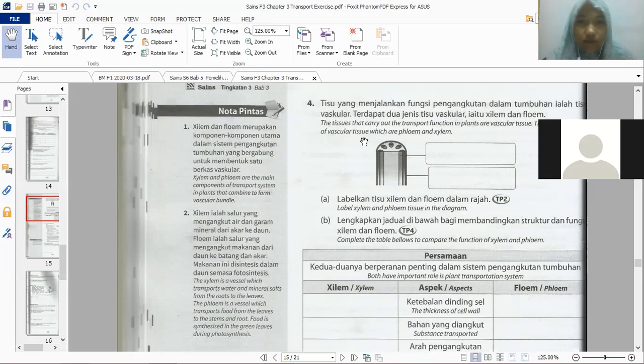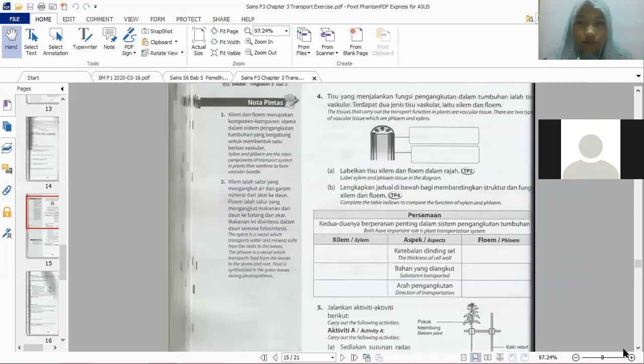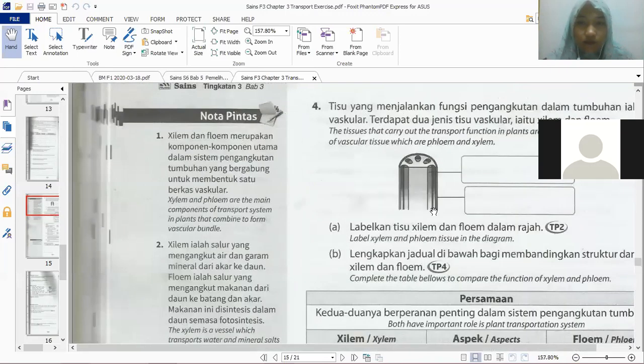Alright, so this one, the tissue that carries the transport function we call vascular tissue in plants. There are two types, which are phloem and xylem. So label which one is xylem and which one is phloem. This one, teacher will enlarge a little. Right, see? This one is outer, this one is inside. This is in and out. This is inside and this one is a bit outside. So which one is xylem, which one is phloem?